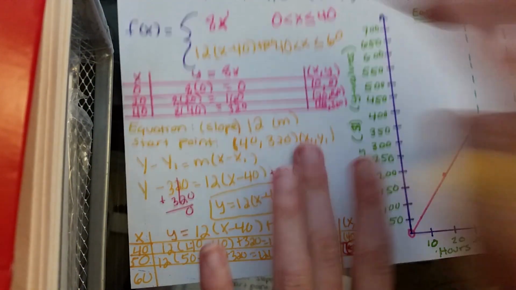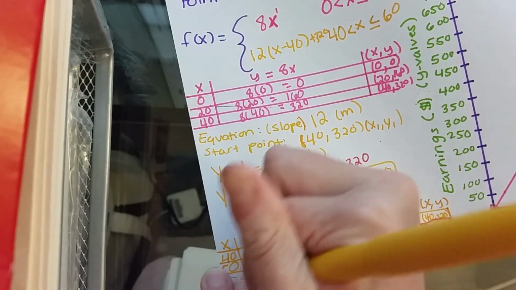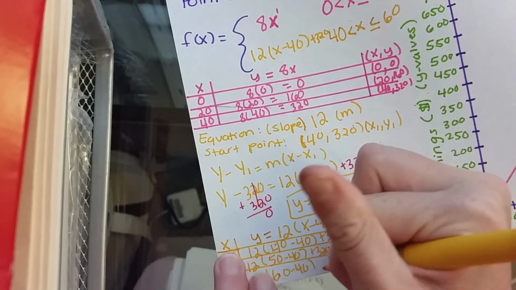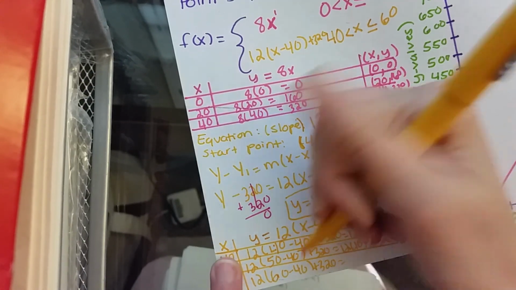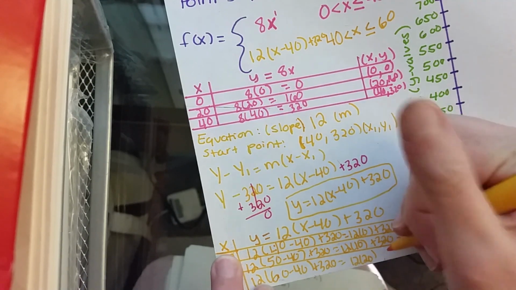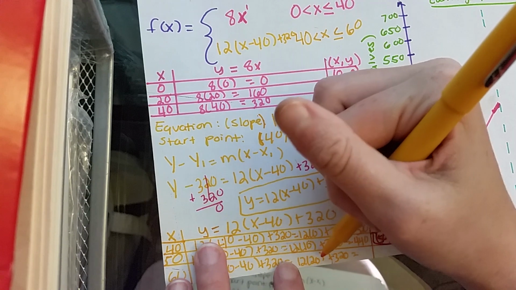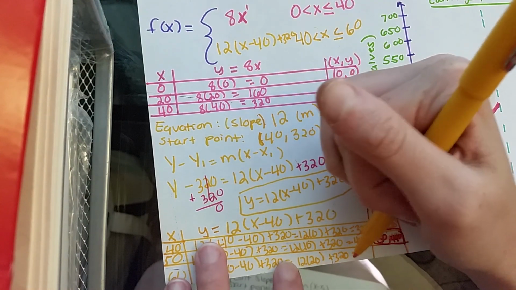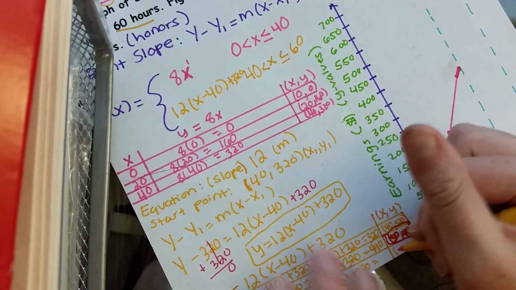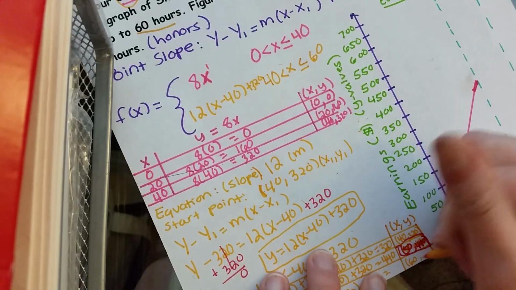Alright, and then it says to make our graph up to 60 hours, so we might as well substitute that in. So 12 times 60 minus 40 plus 320. Alright, 60 minus 40 is 20, plus 320. Alright, 12 times 20 is 240, plus 320 will give you 560. So after working 60 hours, Shelly has earned 560.